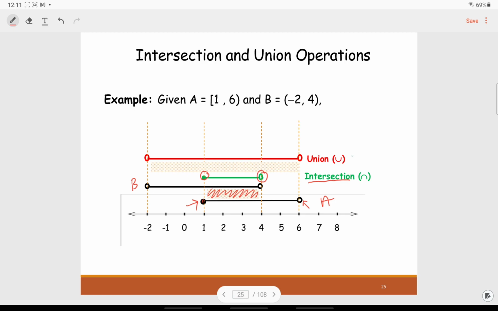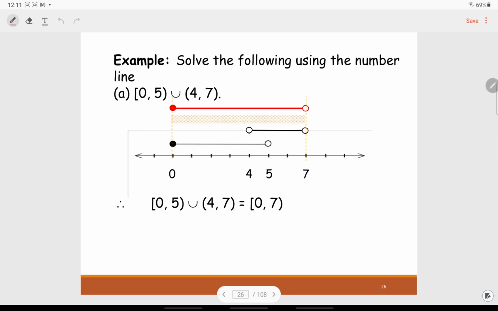Another one is union. The union of these two intervals is all the area covered by both or any one of the two intervals. For example, this area is only covered by B, so we include it. This area is only covered by A, so we also include it, and this area is covered by both intervals, so we include it too. The combination of these three areas forms the union of A and B. Because at the left side we have a white circle, we use a white circle, and at the right side we have this circle, so we have this kind of circle for the union operation. Okay, so we finish this example.